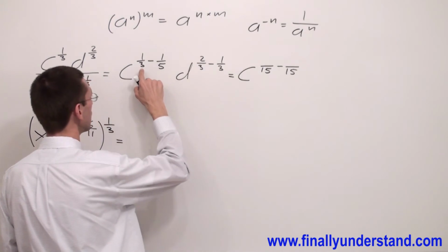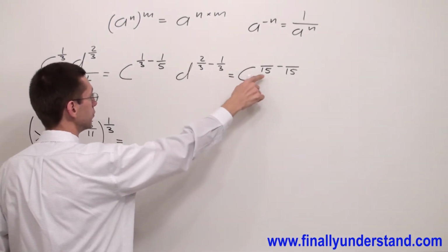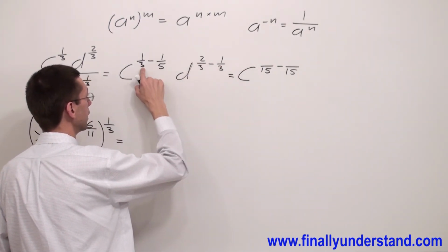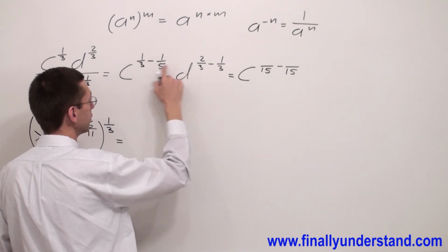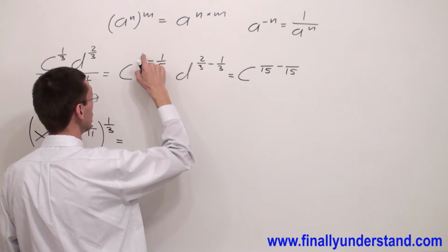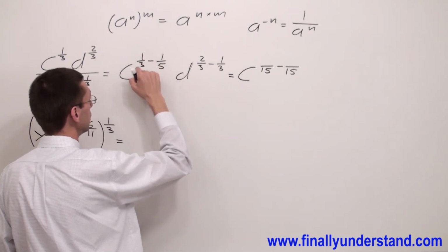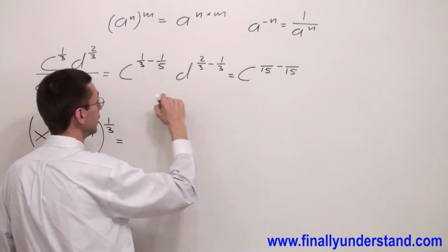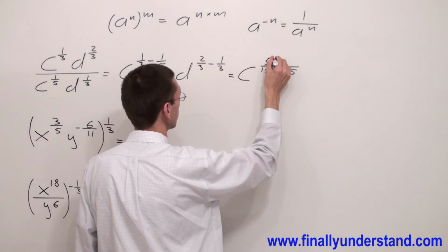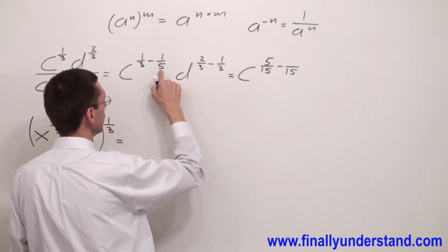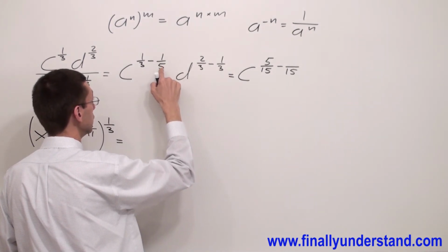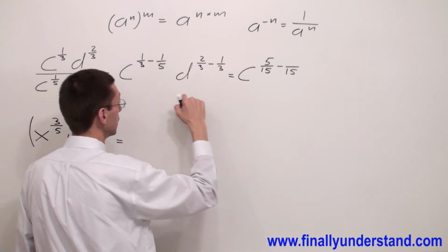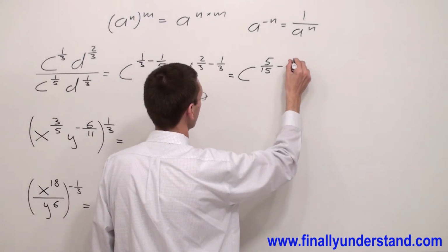Now, by what number do I have to multiply 3 to get 15? I have to multiply by 5. So I multiply the denominator by 5 and I get 15. And I also have to multiply the numerator by 5. 1 times 5 is 5. Minus, by what number do I have to multiply 5 to get 15? I have to multiply by 3. Whatever I did for the denominator, I have to do also for the numerator. That's why this is going to be 3.